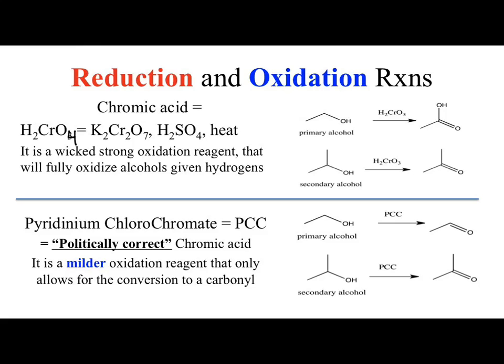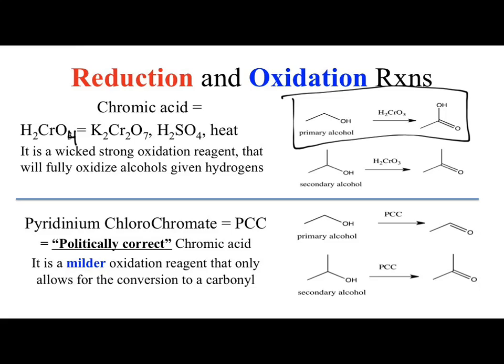I will accept any one of those three options. So you can write out chromic acid, you can write out H2CrO4, or you can write out what's technically dichromate, sulfuric acid, and heat. Okay. Whichever one you've got written in your notes or happen to memorize will be fine. So chromic acid, for me personally, I would only think to use chromic acid when I wanted a carboxylic acid. Okay. And that's going to be starting with a primary alcohol. So that's the only reaction I would zero in on for chromic acid. Why?